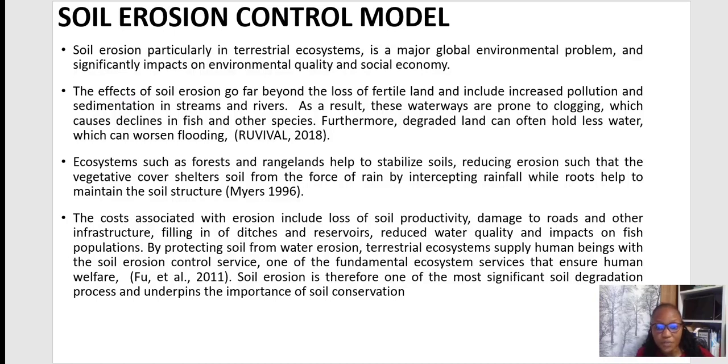By protecting soil from water erosion, terrestrial ecosystems supply human beings with the soil erosion control service, one of the fundamental ecosystem services that ensure human welfare. Soil erosion is therefore one of the most significant soil degradation processes that underpins the importance of soil conservation.